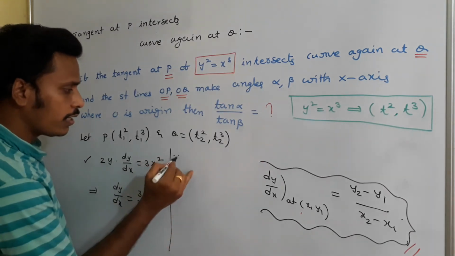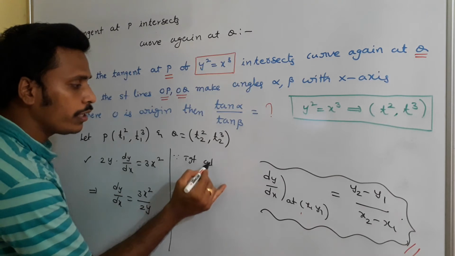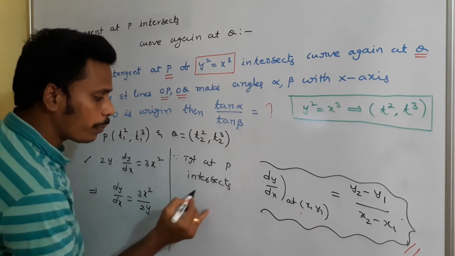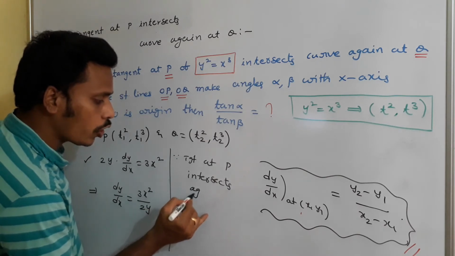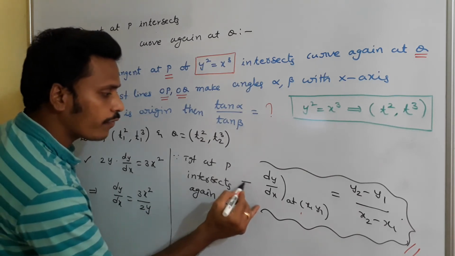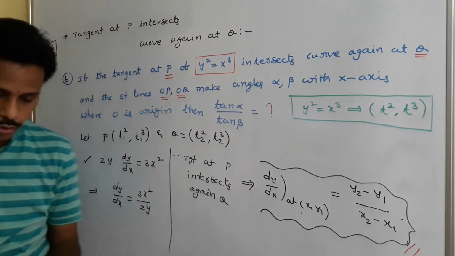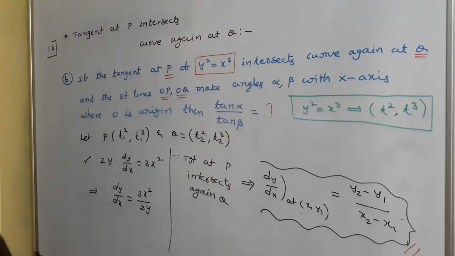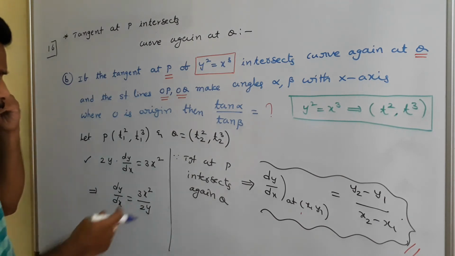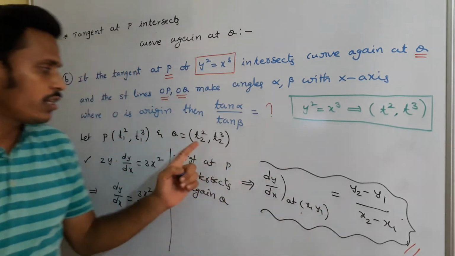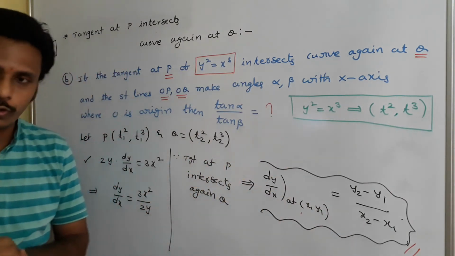Since the tangent at P intersects the curve again at Q, we have this particular relation: dy by dx at the first point is equal to the slope of PQ, that is, y2 minus y1 by x2 minus x1. So now what we need to do? dy by dx is 3x square by 2y. You just replace x and y with the coordinates of P, and y2, x2 with the coordinates of Q, that is t2 square and t2 cube.